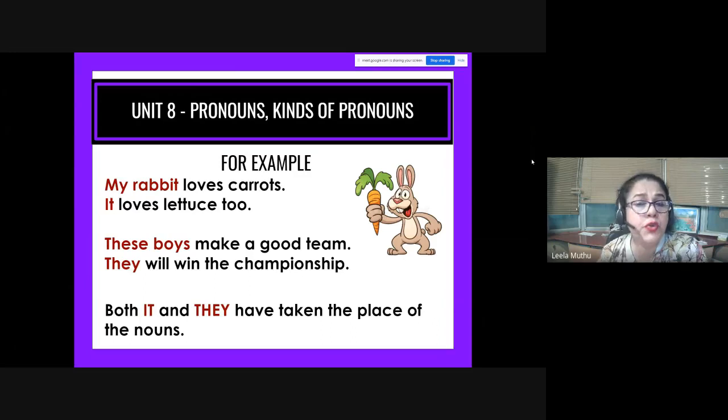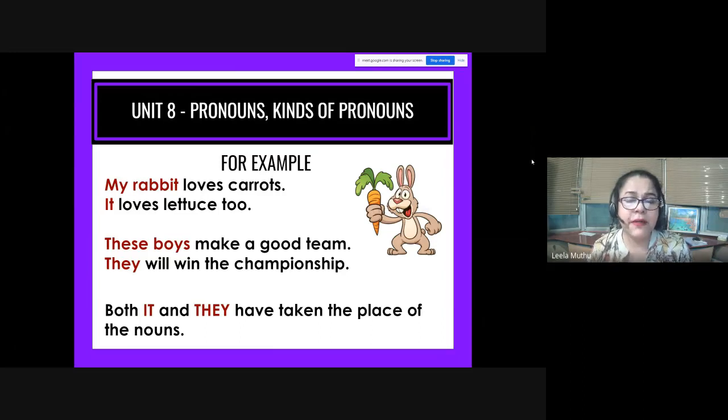Now, when do you use it? We use it when we're talking about an animal or a thing. My rabbit loves carrots. Which rabbit doesn't? It loves lettuce too. So now you see, my rabbit has been replaced by it. Instead of saying rabbit loves carrots, my rabbit loves lettuce too, we say it. My rabbit loves what else?